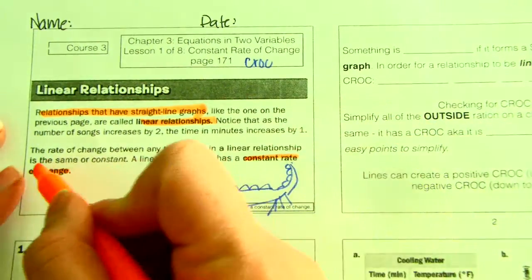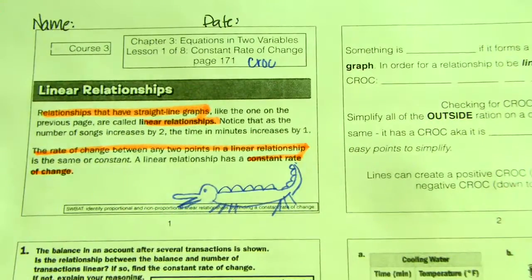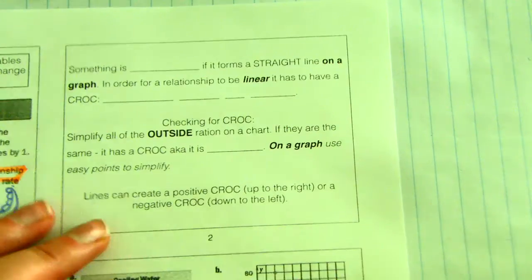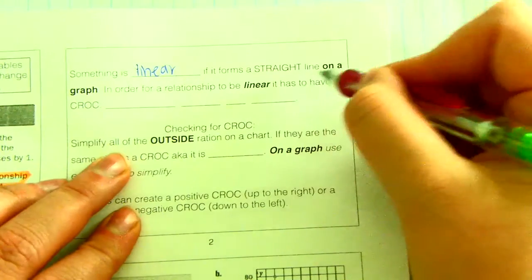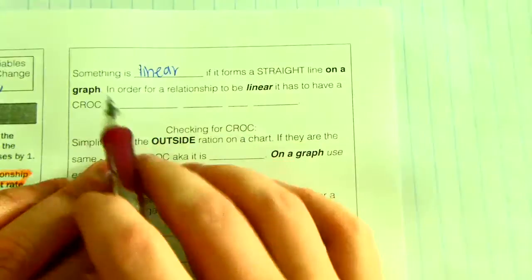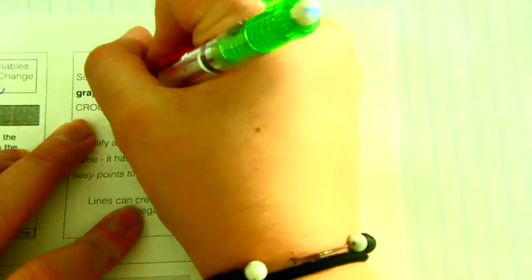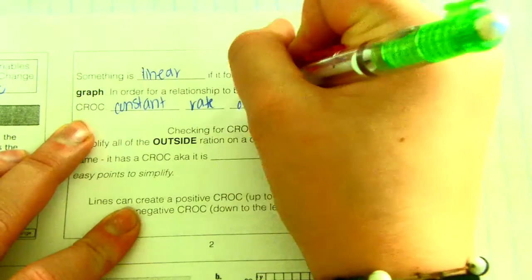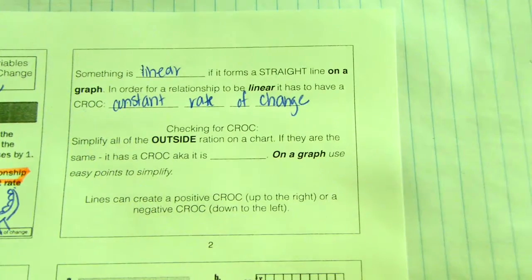We'll talk about that one being the vocab word. All right, so on slide 2, I have some hints on how to find the constant rate of change. Something is linear if it forms a straight line on a graph. In order for the relationship to be linear, it has to have a CROC, or constant rate of change. So it changes by the same amount every time.